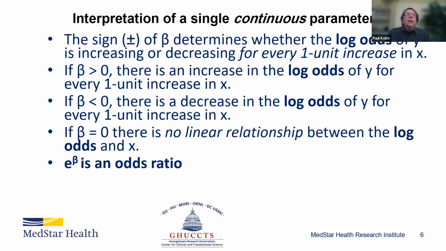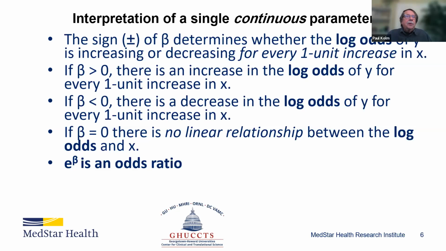So the sign of the regression coefficient, the beta, determines whether the log odds is increasing or decreasing for every 1 unit increase. Always remember that for the independent variable, we're always talking about a 1 unit, or whatever units we have, increase. And the sign of the beta determines whether the log odds is increasing or decreasing. If our regression coefficient is positive, then we have an increase in the log odds of our outcome for every 1 unit increase in our independent variable. And if the regression coefficient is negative, then we have a decrease in the log odds for every 1 unit increase in the independent variables.